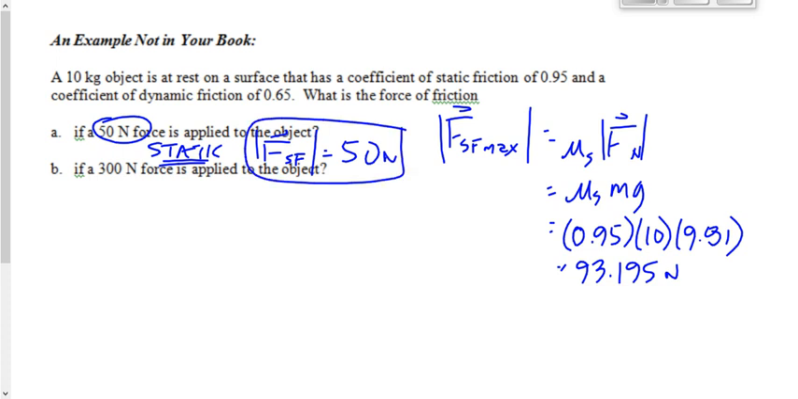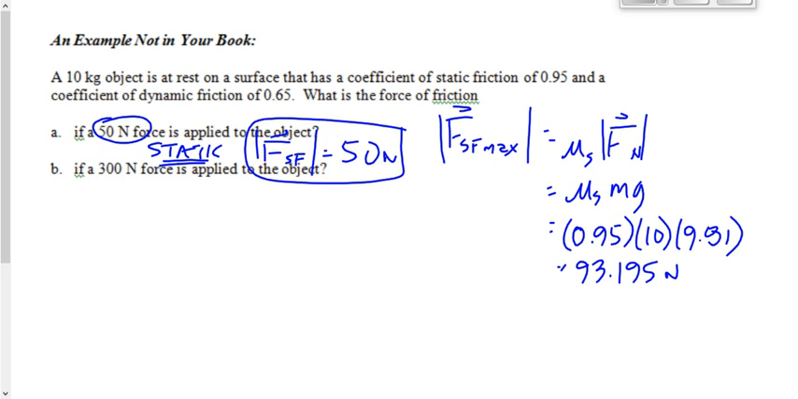The only reason I calculated F_s max is to see if, when I push on it with 50 and 300, I exceed that value. If I do, then I've got kinetic. If I don't, then static friction is easy. If I don't exceed that maximum static friction, then the force of static friction will simply be the value that I push with, 50 newtons.